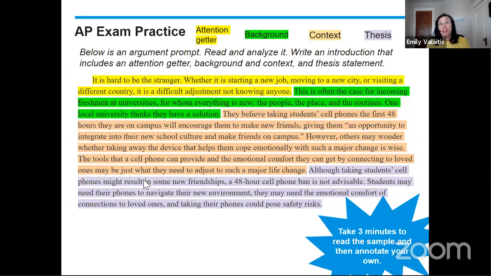What did you do well? What did you do better than the sample, possibly? And then how could you improve your own writing now that you've seen a sample? So you might pause again if you need it. Otherwise, we'll move on.